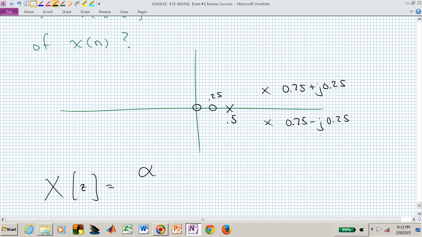Should be by inspection. You have a zero at the origin. You have a zero at 0.25, and it's in the right half plane. There's the z minus 0.25. Then you have a pole at 0.5.